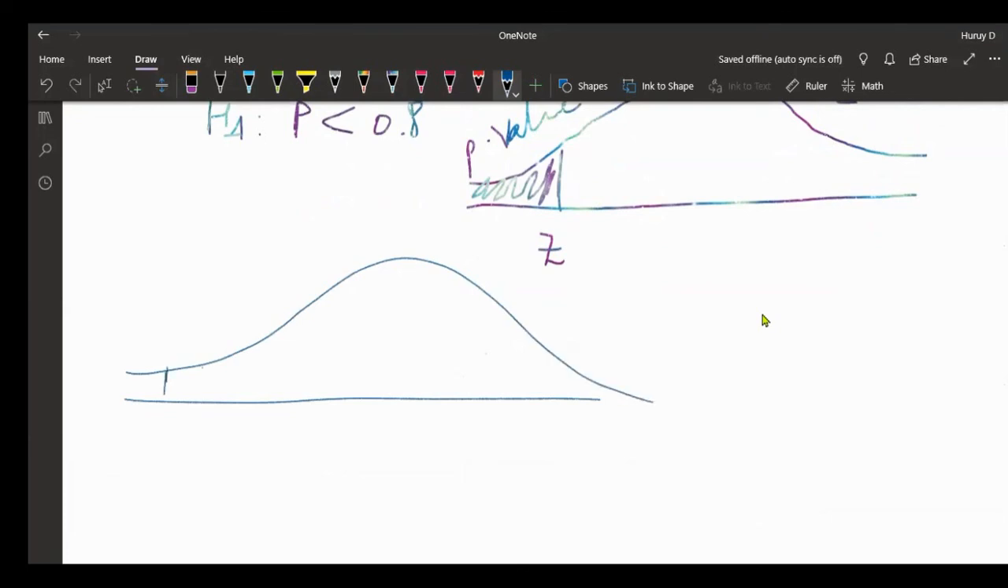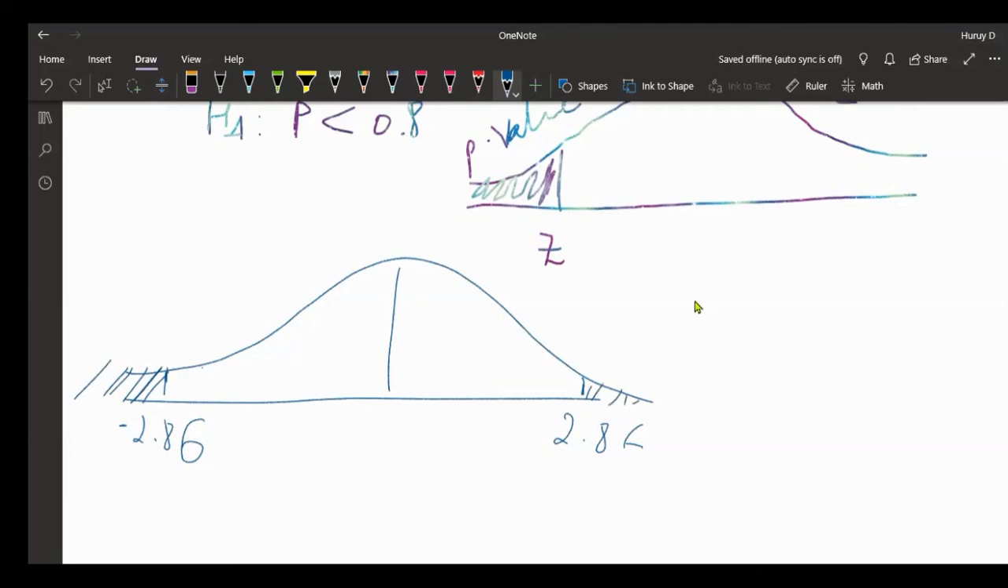So here I have negative 2.86 and I have positive 2.86. So in this case, I have two critical values. One is on the positive side and the other is on the negative side. And I am trying to find this shaded part, and this one as well.